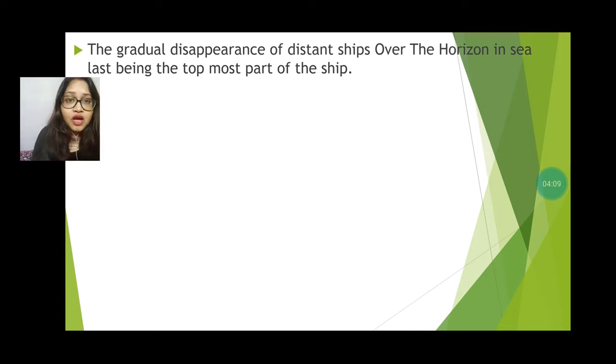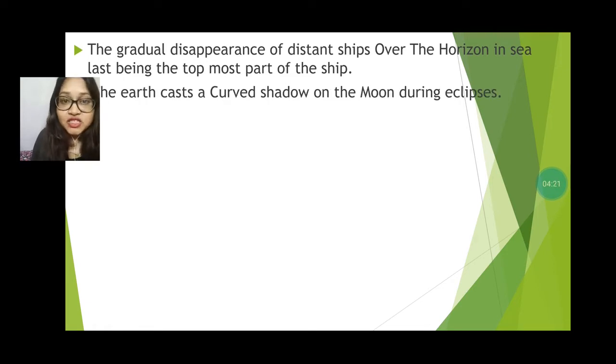Next one. There is the gradual disappearance of a ship over the horizon. When you are standing on the beach or on the harbor and a ship is coming towards the harbor, you can first see only the topmost part, and then you can see the full part. When it comes close to you, you can see the whole ship.